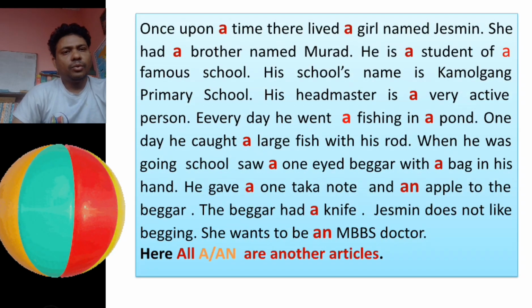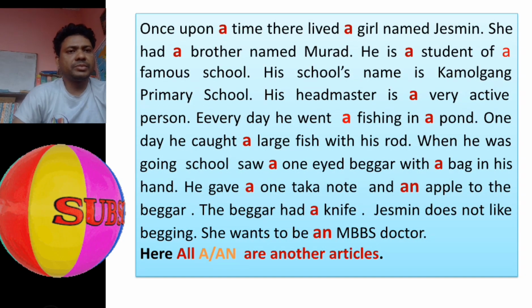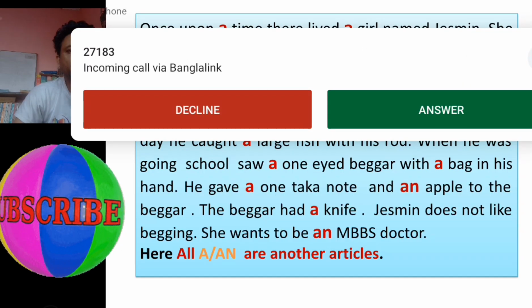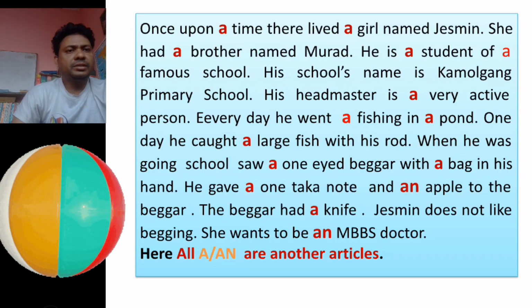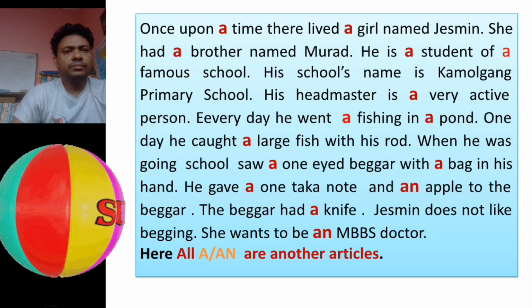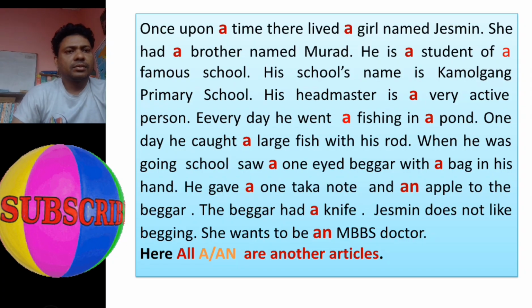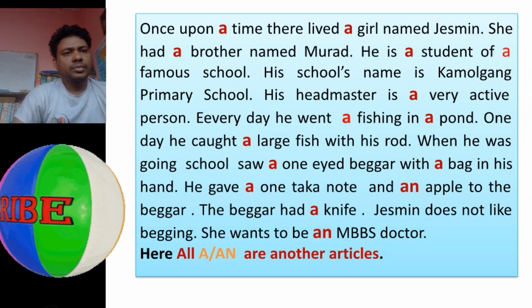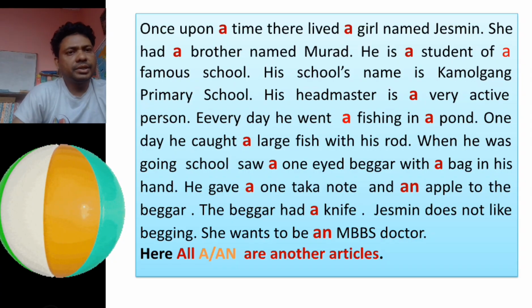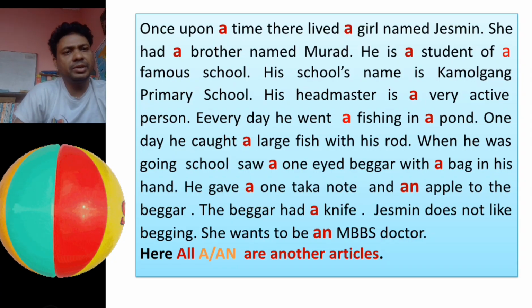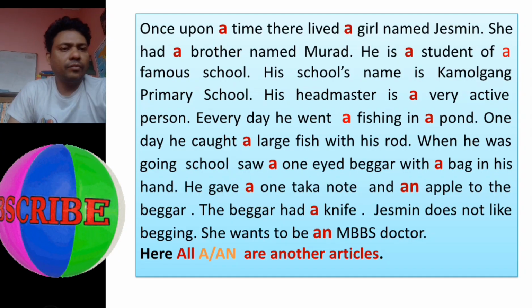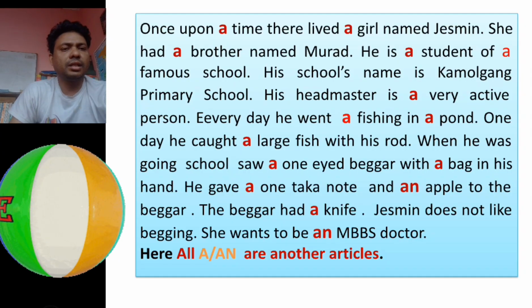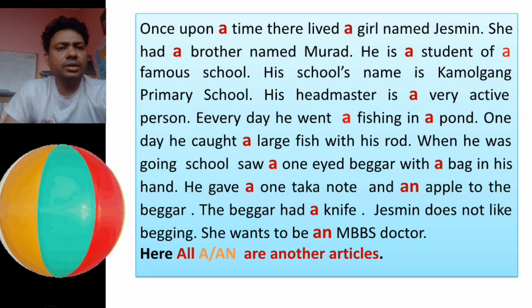Once upon a time there lived a girl named Jasmine. She had a brother named Murad. He is a student of a famous school. His school's name is Kamalongo Primary School. His headmaster is a very active person. Every day he went fishing in a pond. One day he caught a large fish with his rod.